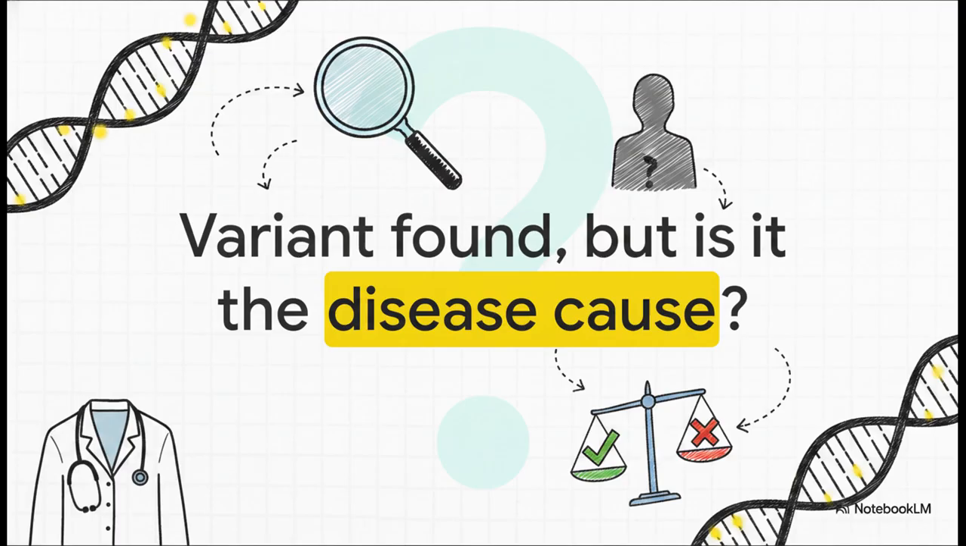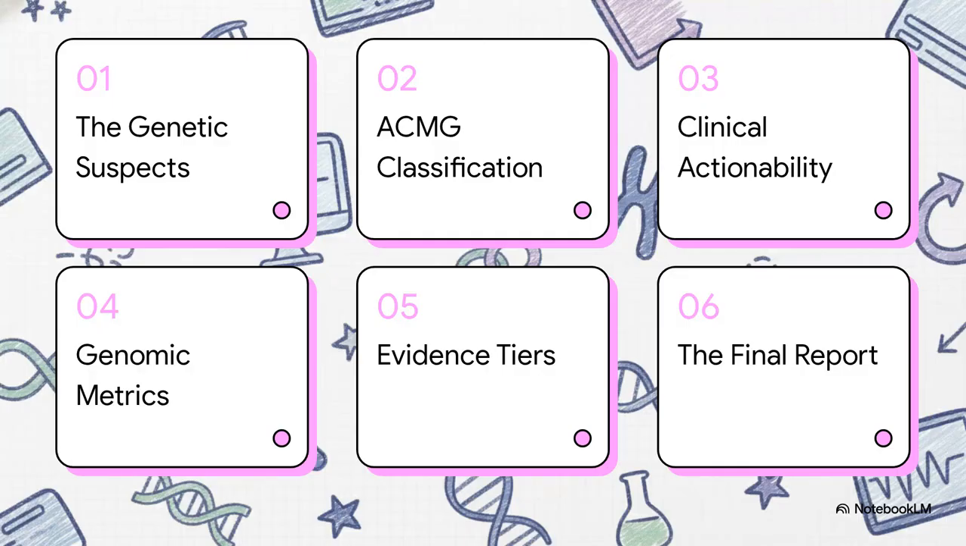Imagine you're staring at this massive data set, and boom, you find a genetic variant. You've caught a suspect at the scene of the crime. But, well, that brings us to the ultimate question, right? You found a variant, but is it actually the cause of the disease, or is it just an innocent bystander? Finding a variant is just the absolute beginning of our investigation. We have to prove its clinical significance beyond a shadow of a doubt before any doctor can actually act on it. To solve this case, we've got a really clear investigative roadmap.